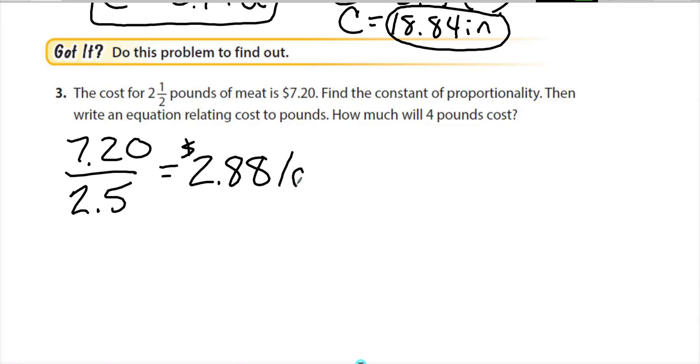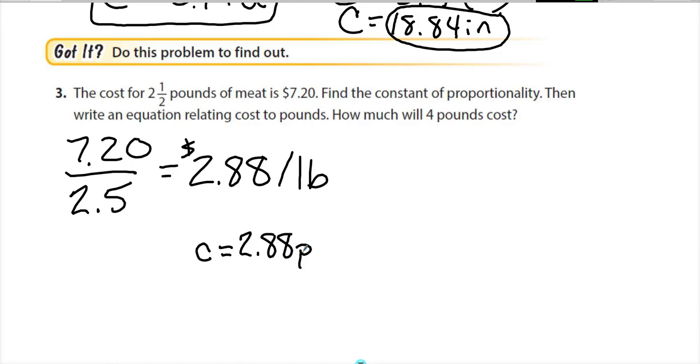Oops, is there a P? P's not pound. There we go. $2.88 per pound. Now they want us to write an equation to show how much it would cost for any amount of pounds. So if I know that it costs $2.88 for just 1 pound, how could I figure out what it would be for any amount of pounds? Well, I would just multiply, right? So if I'm finding cost, let's use little c for cost, my cost will be 2.88 times the number of pounds, right? So there's my equation.